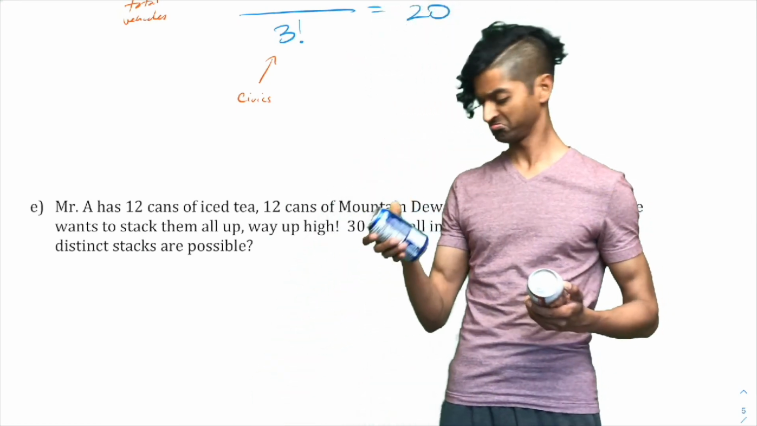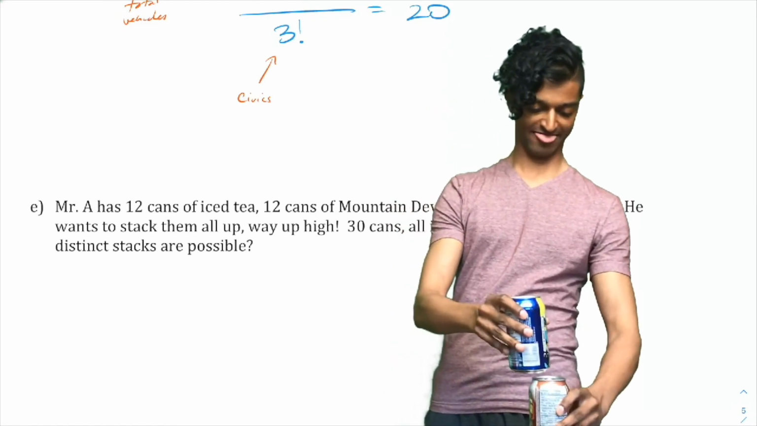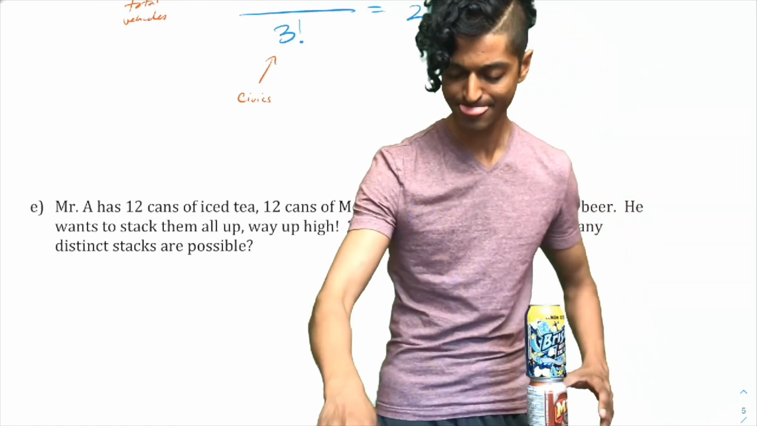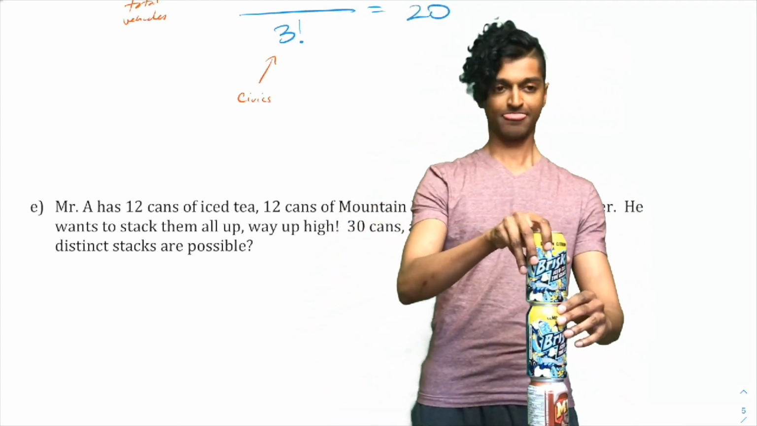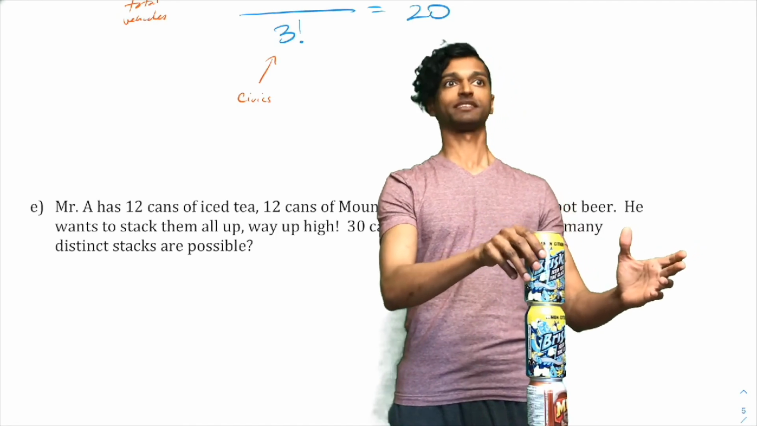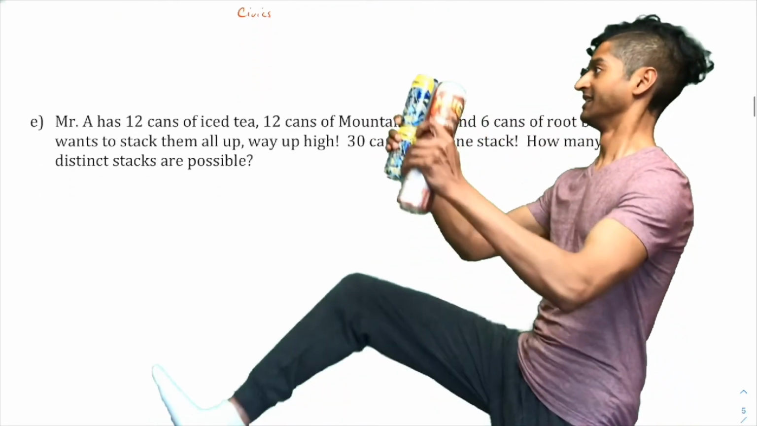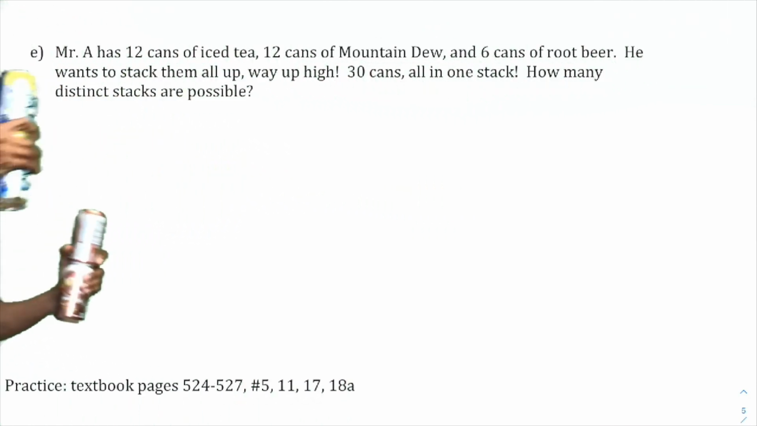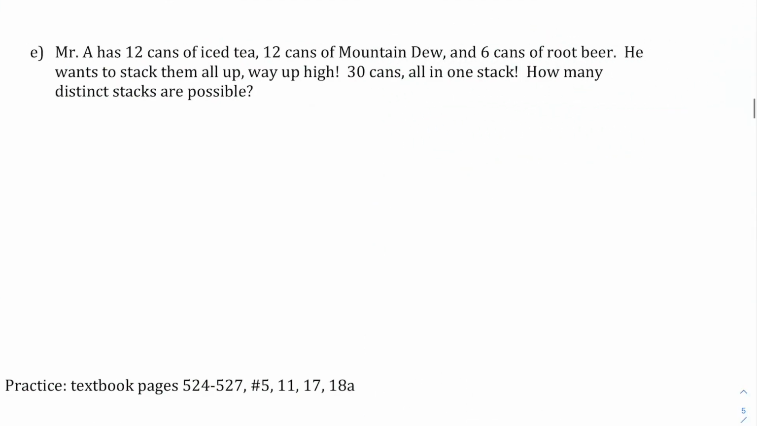There's 12 cans of iced tea, there's 12 cans of Mountain Dew, 6 cans of root beer, and we're stacking them all the way up. Oh, 1 can on top of the other. Okay, hey, excuse me. Me? What? Could you not do that in the middle of a lesson? Fine. That would be great. Thank you. Alright, how many distinct stacks are possible here?